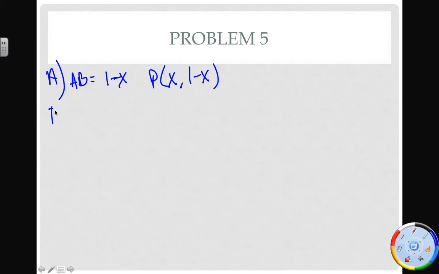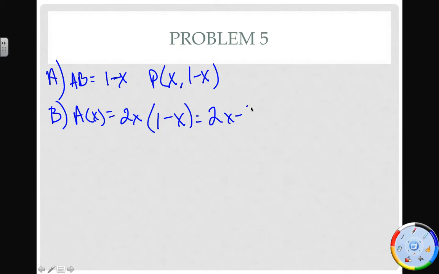Well, that's actually super nice for us because question B says express the area of the rectangle in terms of x. So area with respect to x. So first of all, the base is not x, it's actually 2x because it's 2 lengths away from the origin there. And my height is just 1 minus x. So I get a very nice function of 2x minus 2x squared.